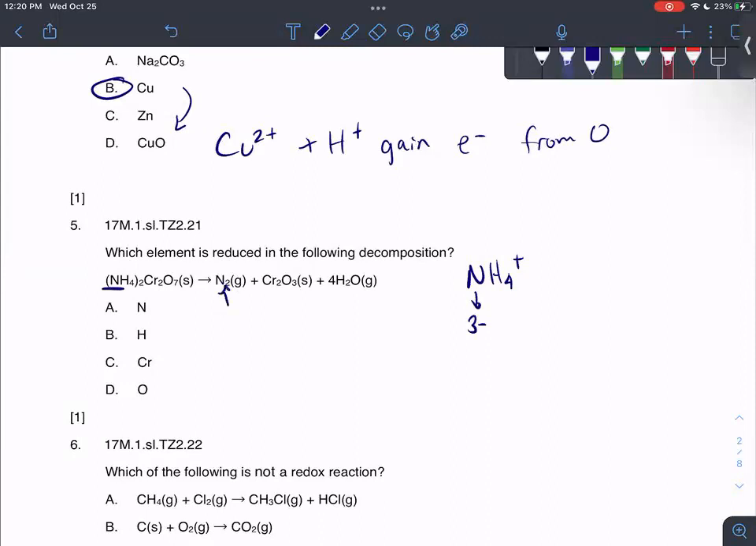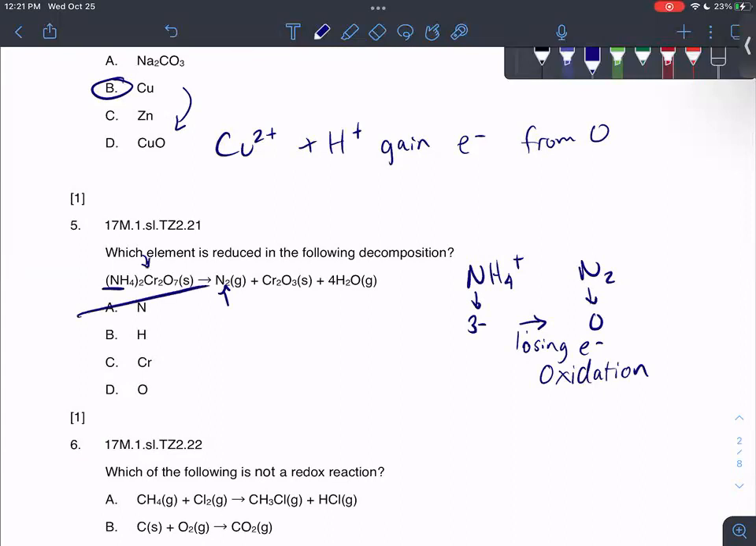Nitrogen in N2 is going to have a 0 charge. It turns out it is going to be losing electrons. If it's losing, it's being oxidized. So this is an oxidation. So not nitrogen. All right.